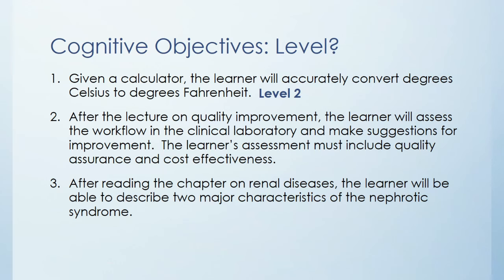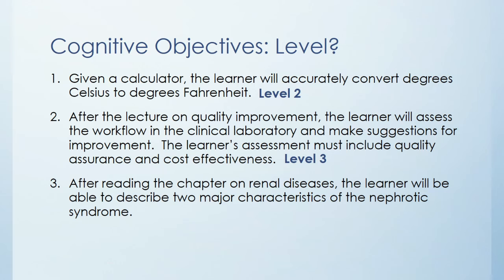And then after the lecture on quality improvement, the learner will assess the workflow in the laboratory and make suggestions for improvement. The learner's assessment must include quality assurance and cost effectiveness. This is an example of a 2-sentence objective. So we're assessing and making suggestions. Ooh, that's some higher level skills there. So that's a level 3. This is kind of what you would have to do at a lab manager level.